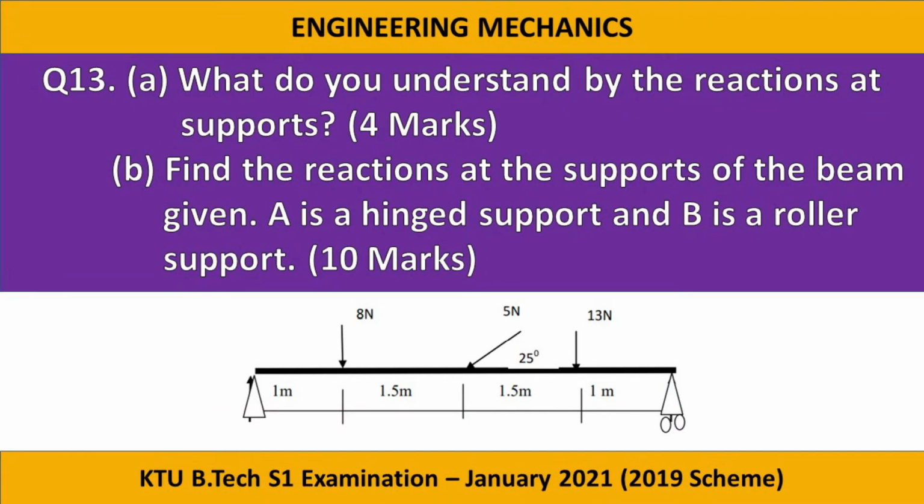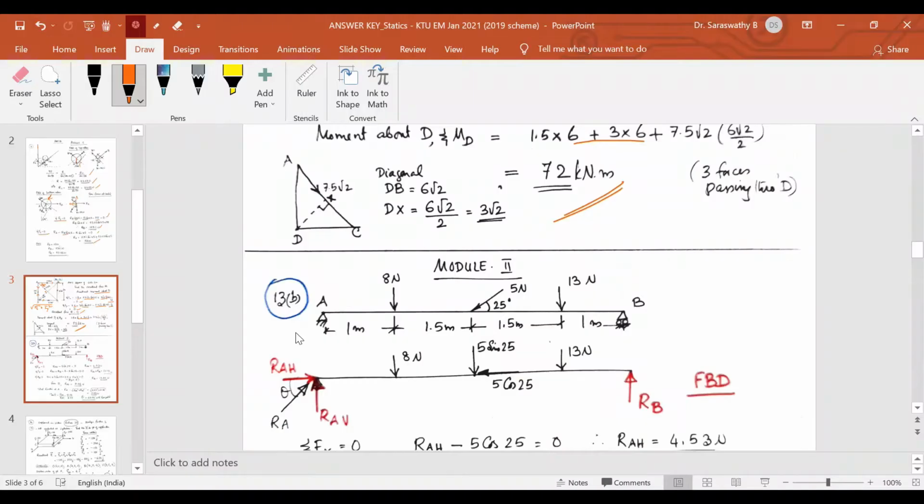What do you understand by support reactions? Support reactions are, in order to keep a beam in equilibrium, when the external loads are acting on a beam, the supports will offer some resistance. For an action, there will be a reaction. So the reactive forces acting on the supports, which are opposite to the external forces, together with the external forces, keep the system in equilibrium. In order to find the support reactions, we have to make use of the equilibrium equations. Sigma Fx is equal to 0, sigma Fy is equal to 0, and sigma M is equal to 0.